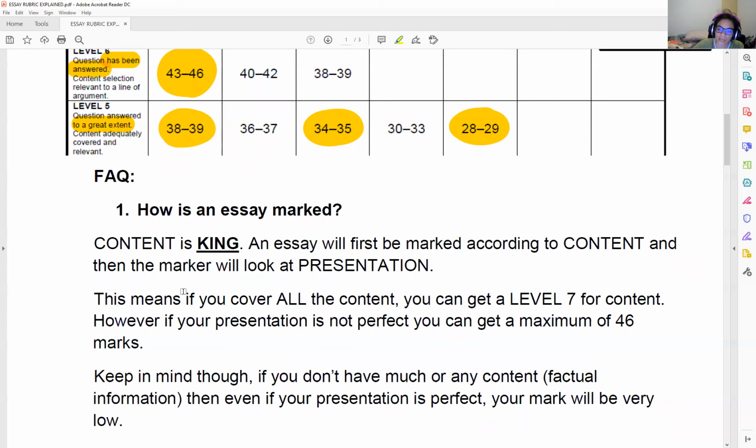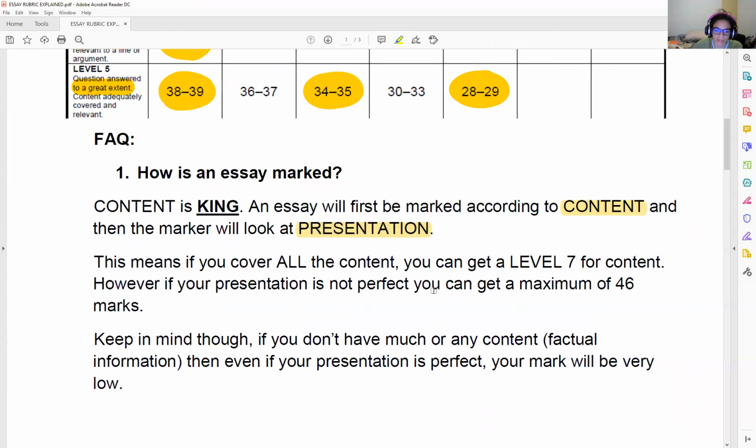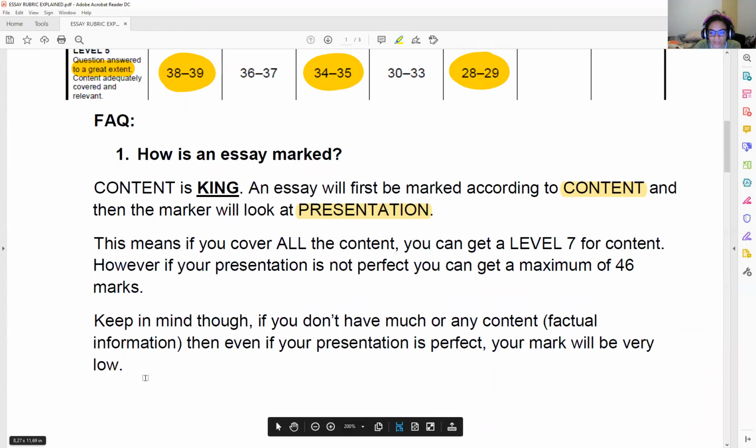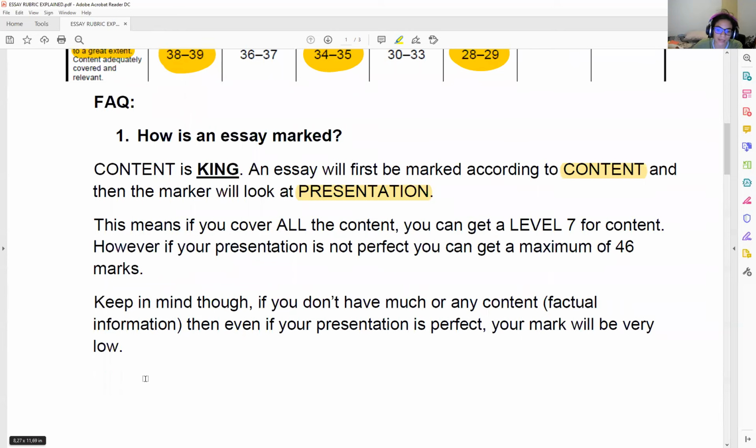Okay? So an essay will be marked first according to content, and then the marker will look at presentation. This means that if you cover all the content, you can get a level 7 for content. However, if your presentation is not perfect, you can get a maximum of 46 marks. So you've covered all the content, but your presentation isn't there, the highest mark you're going to get is a 46 out of 50. Keep in mind though, if you don't have much or any content, and when we speak about content, we're speaking about factual information, facts, not just any old thing you're pulling out of your head.